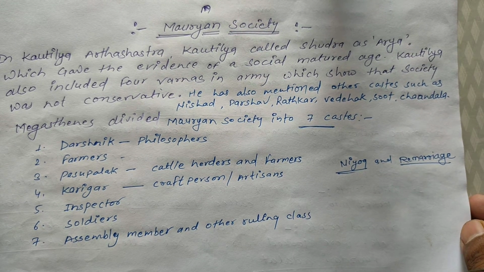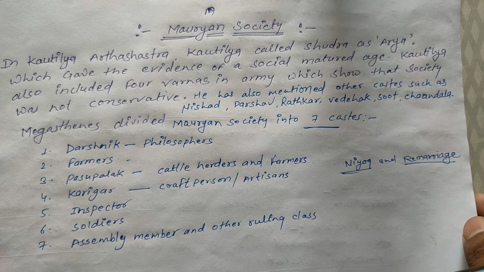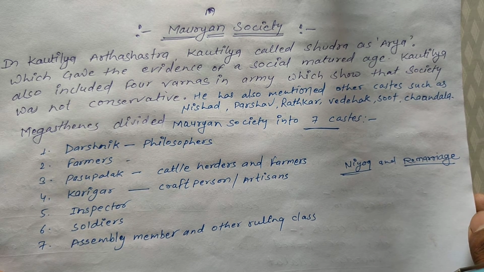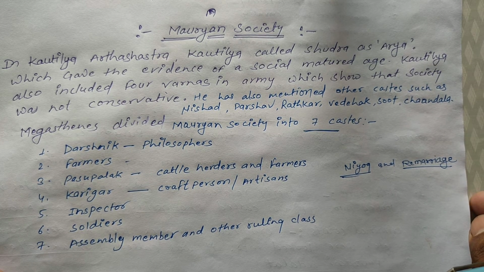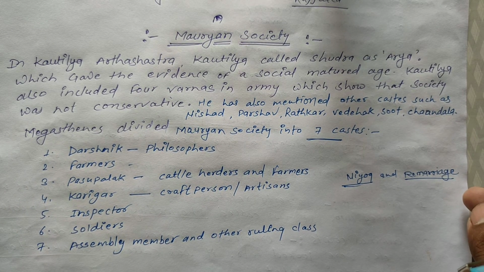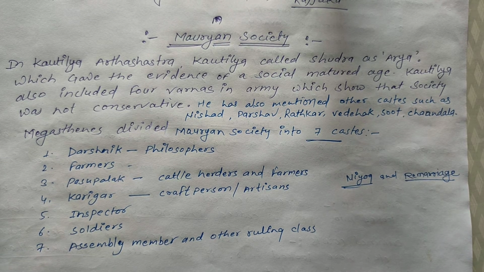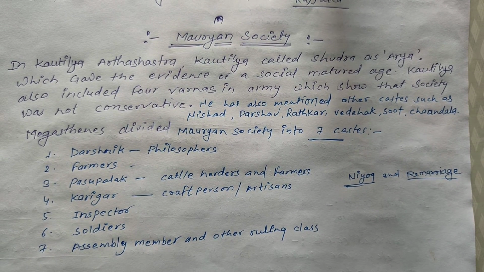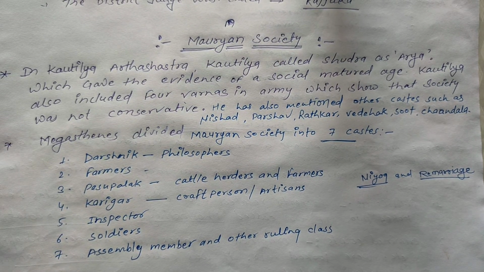The last Mauryan ruler was Brihadratha, and he was an incapable ruler. So his chief commander Pushyamitra Shunga occupied the throne of Patliputra, killed Brihadratha and established a new dynasty named the Shunga Dynasty in 185 BC. We will discuss the Shunga Dynasty, Satavahana Dynasty and Gupta Empire in our next class.